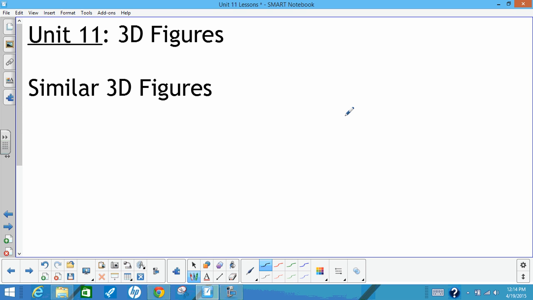It's our last new idea, and it's the last lesson in Unit 11, and we're going to talk about similar 3D figures. So we've talked about similar triangles earlier in the year, and now we can talk about similar 3D figures, figures that have scale factors.